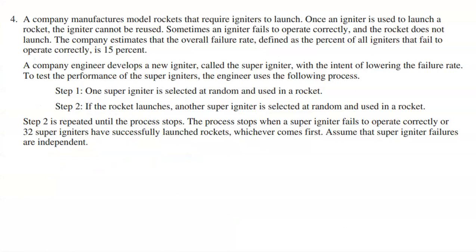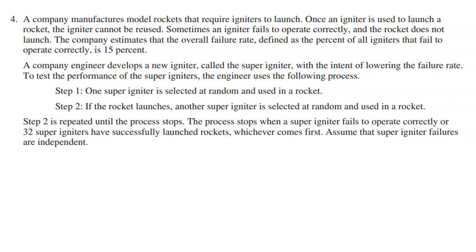All right. Looking at the question, here it is. A company manufactures model rockets that require igniters to launch. Once an igniter is used to launch a rocket, the igniter cannot be used again. Sometimes the igniter fails to operate correctly and the rocket does not launch. The company estimates that the overall failure rate, defined as the percent of all igniters that fail to operate correctly, is 15%. Now, just reading that alone, it jumps out to me right away, binomial distribution.